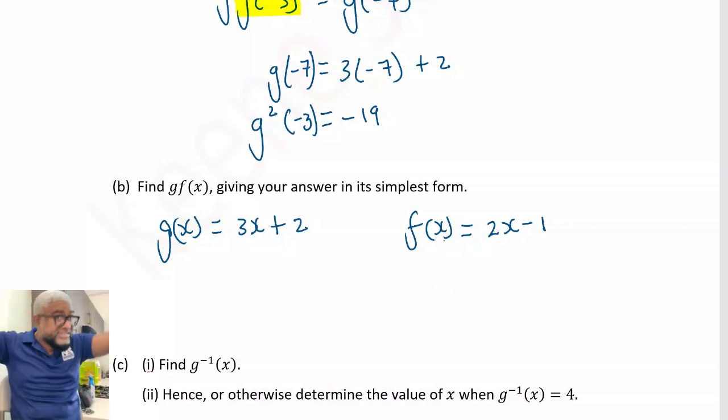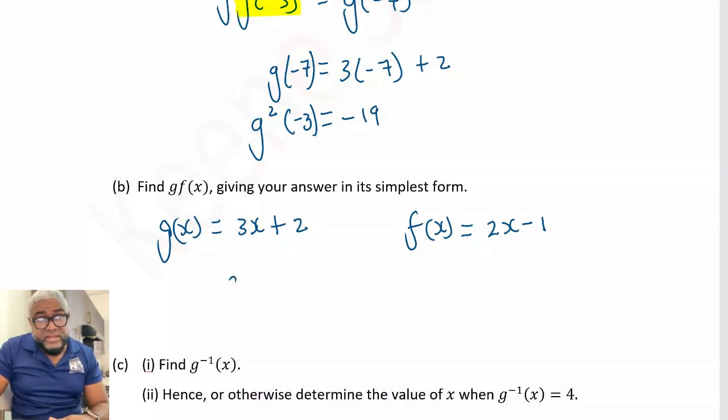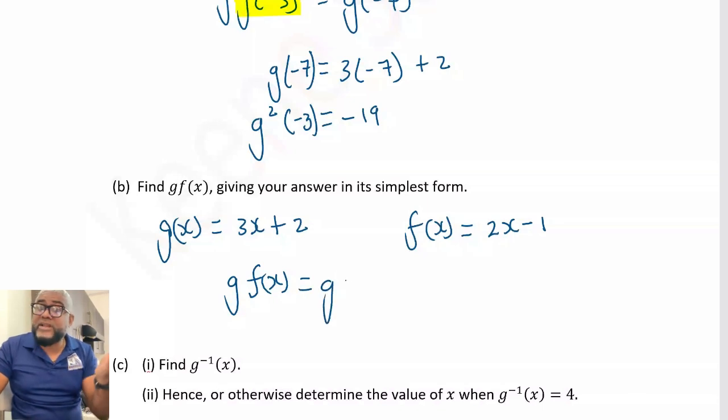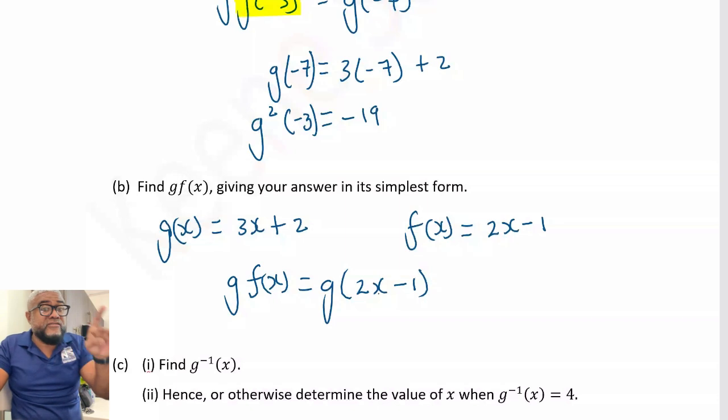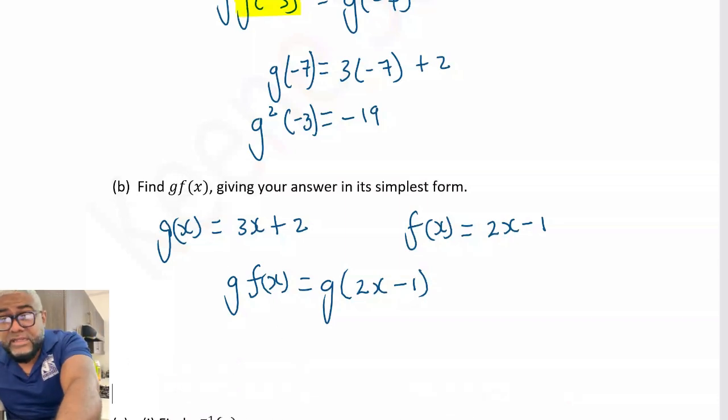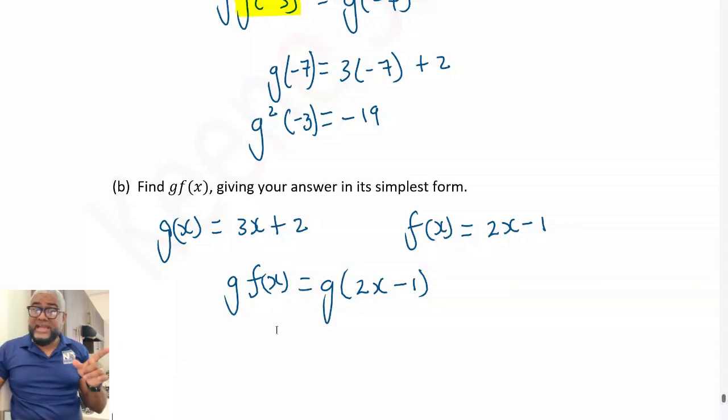So we want to put f of x into g, right? I'm going to write it out. So g of f of x would mean I am putting what is f of x, my children? 2x minus 1. Right. So I want to put 2x minus 1 in place of x in which function?